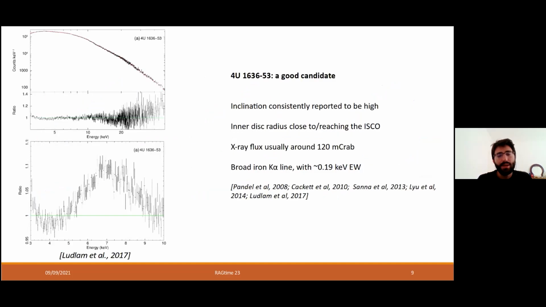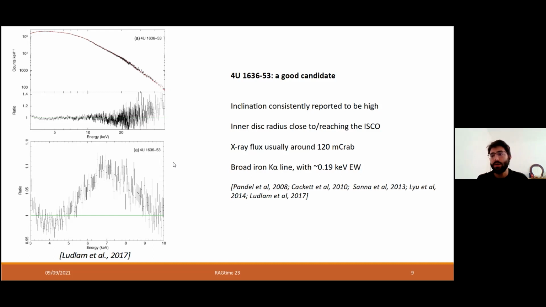And basically what we did is we found a good candidate, which is 4U 1636-53. It's a system whose inclination has been consistently reported to be very high, even in the range of 80-82, although there's still some uncertainty about it. The inner disk radius has always been found to be very close to the ISCO, even reaching it at 6 Rg in some measurements. And it has a large flux with a very broad iron K alpha line, which can be properly seen here, for example, in this plot by Ludlam et al.